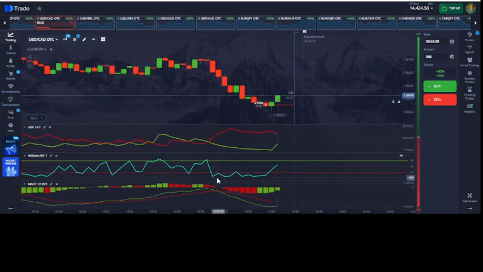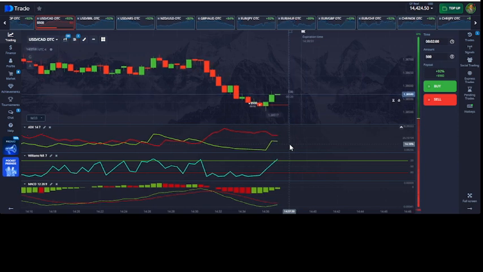And then with the MACD indicator, the histograms are printing below the zero line here. So all of these confluences suggest a continued bearish movement to the downside over the next 2 minutes. So let's monitor this trade and wait for the expiration.